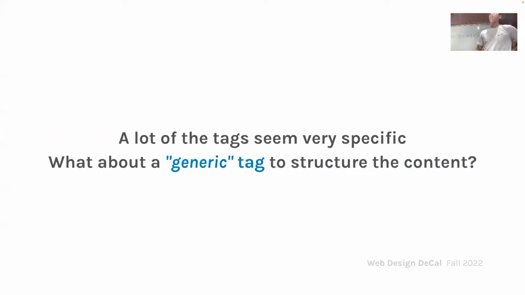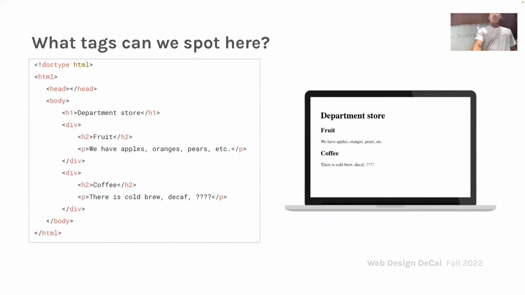A lot of the tags seem very specific. What if you want to create something where you just want to structure the content, you don't want pre-styling like the p tag or anything like that? So we need a generic tag, right? If people just want to shout out, what tags do we see here? Yeah, div, h2, p tags, h1 tags. Yeah, y'all are experts at HTML now.